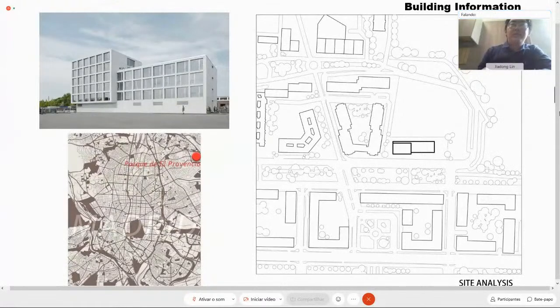Here is the basic information of the building we chose. Here shows the dress shape, orientation, and surroundings. And our building is located in Madrid, Spain, and the south and north is the main facade.